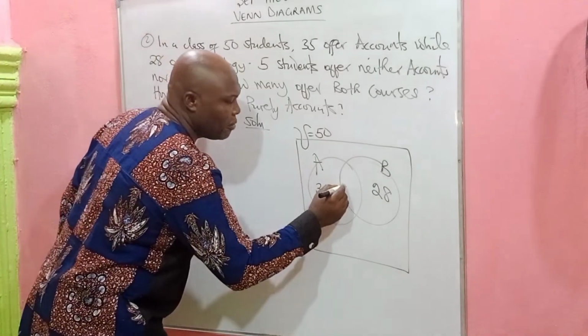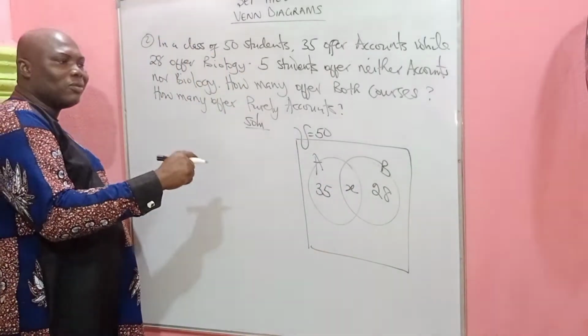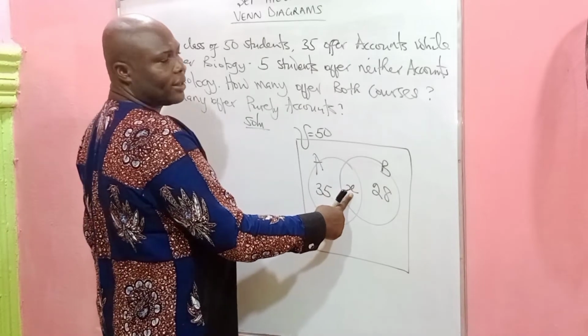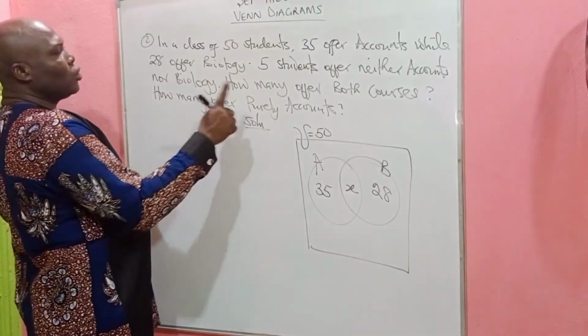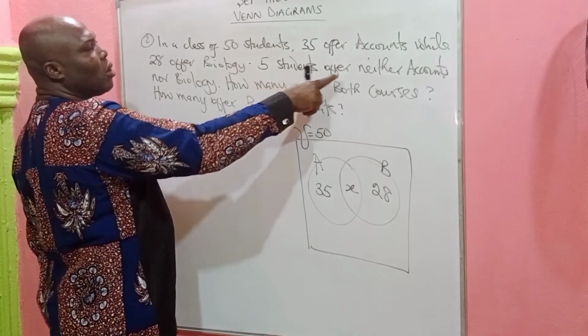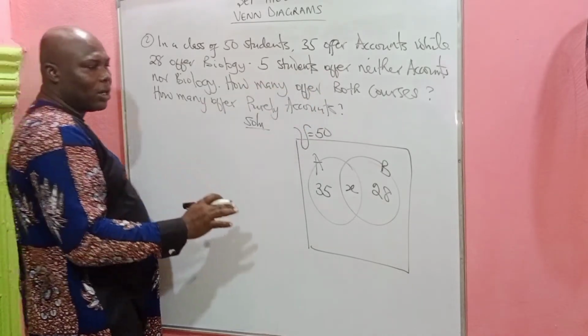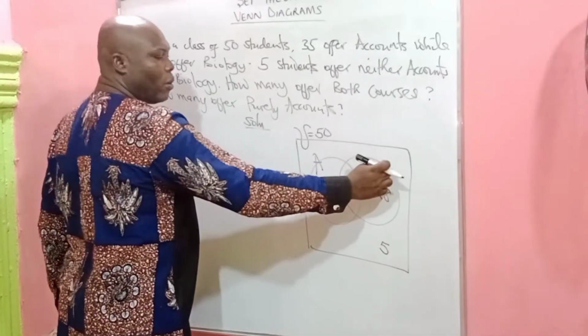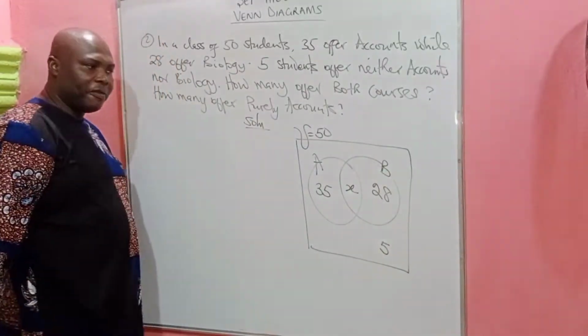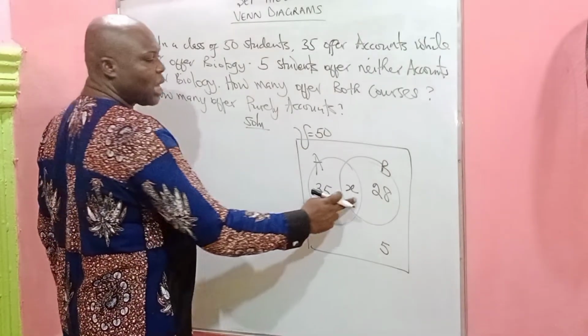And then they now asked how many offer both courses. So we are looking for those that offer both accounts and biology. We are looking for X. And then they have also told us that 5 students offer neither accounts nor biology. That means there are 5 students in the class who do not offer accounts or biology, but they are in the class. So there are 5 of them. So we want to know first and foremost how many offer both courses.